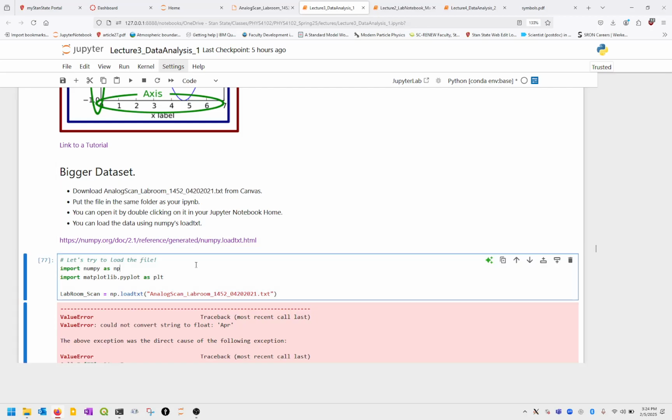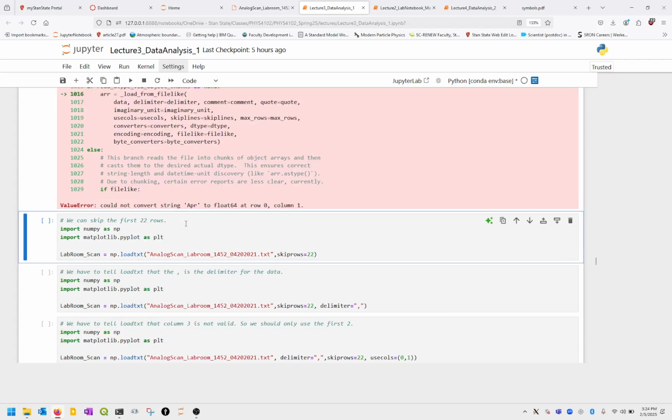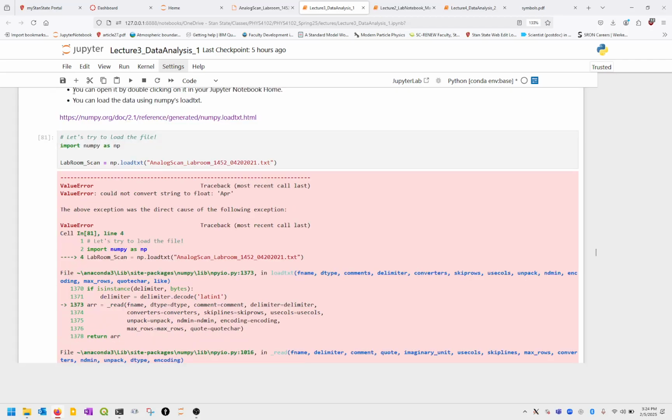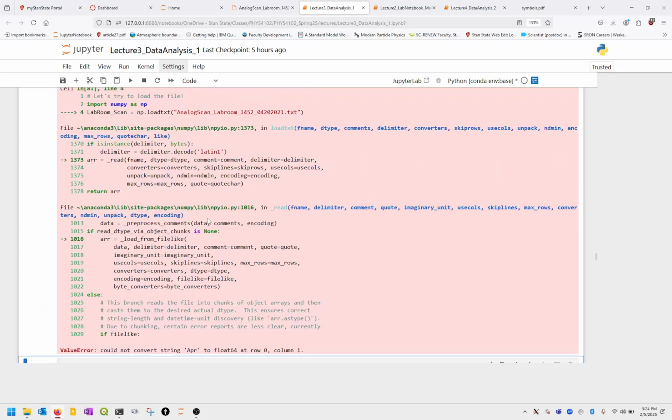In order to open and load a file, NumPy has a functionality called loadtxt. Surprise, surprise. I just put in the file name. If you have the file downloaded and up, type in import numpy as np. You don't even need this yet. If you run this code with Shift Enter, hopefully you get a big red box.